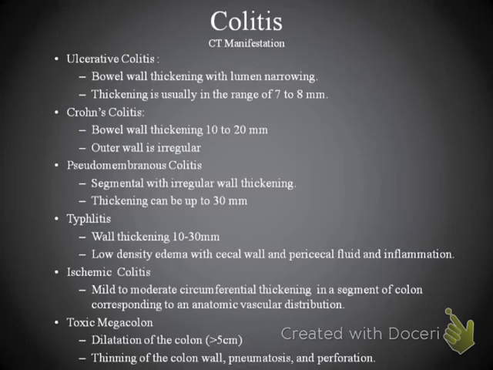So as we see, colitis has different manifestations. If we first begin with ulcerative colitis, we see bowel wall thickening with lumen narrowing, so almost looking the same way that we saw with Crohn's disease. Thickening is usually in the range of 7 to 8 millimeters, so not quite as much as what Crohn's disease has. Crohn's colitis, we see that we have bowel wall thickening of 10 to 20 millimeters, so 1 to 2 centimeters, virtually mirroring what Crohn's actually looks like. We see that the outer wall is irregular. It's not nice, smooth, rounded, but it's a little different shape and size.